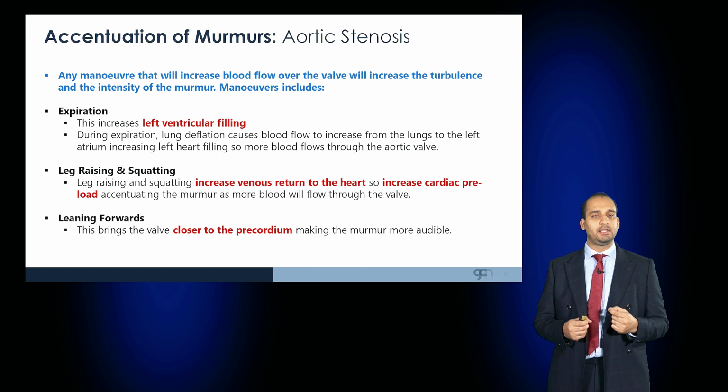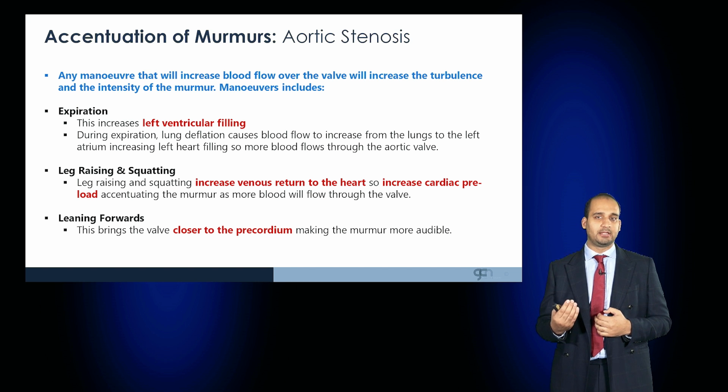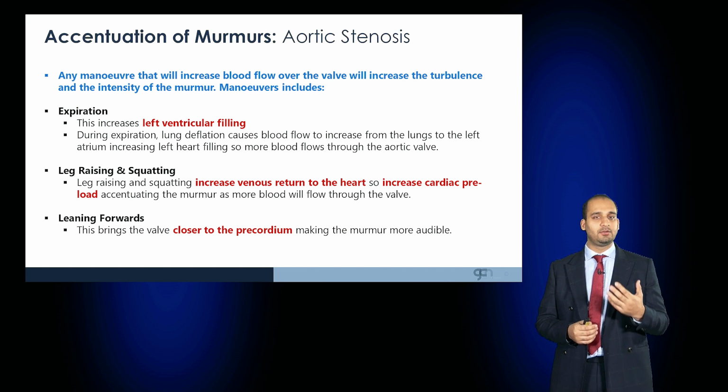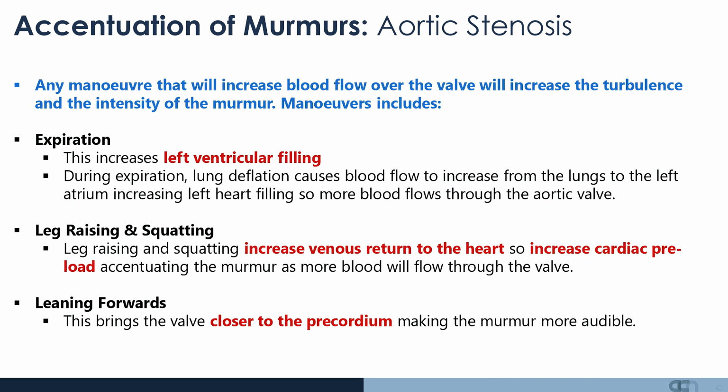Now, any maneuver that will increase blood flow over the aortic valve will increase the turbulence and subsequently the intensity of the murmur. So expiration will increase left ventricular filling, will increase the blood flow through the aortic valve and will increase its intensity. Leg raising and squatting will also increase venous return to the heart, will increase cardiac preload, increasing the blood flow through the valve, and will also increase the intensity. Leaning forwards will cause the valve to be closer to the precordium, making the murmur more audible.